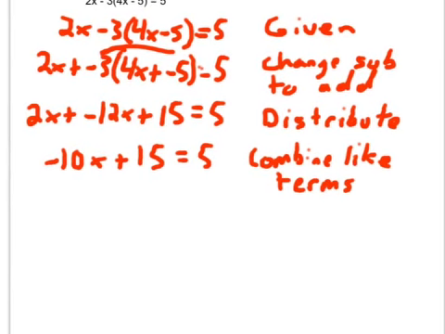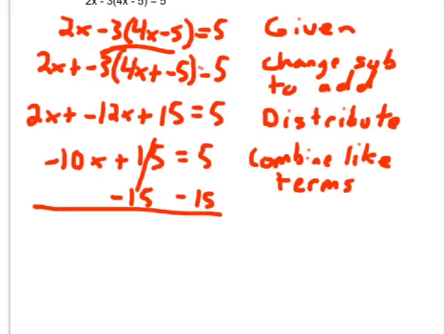Well, let's keep going here. Now we've got to get the variable term all by itself. So we've got to put a negative 15 on both sides. These cancel, gives me a negative 10x equals negative 10. Oops, let me rewrite that a little better.